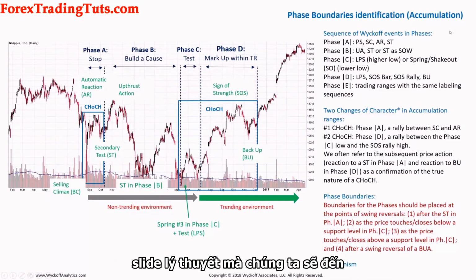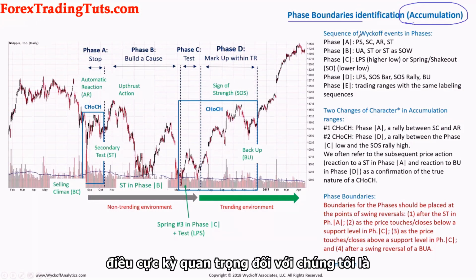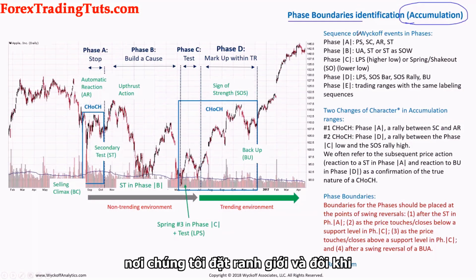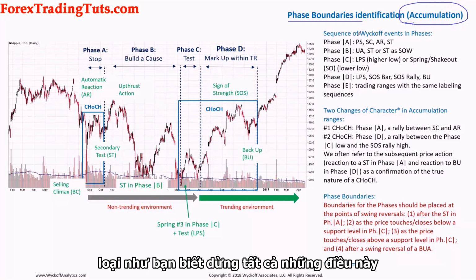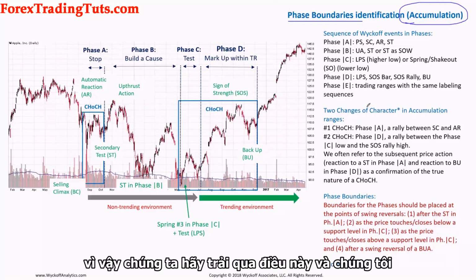So this is that theoretical slide that we're going to have, and we're talking about accumulation here. So how do we define phase boundaries? It's extremely important for us to understand where we put the boundary. And sometimes it becomes so subjective that, as I was receiving so many questions from students, I realized that I need to stop all of this discretionary talk as to where we are putting the boundaries, and just define exactly where we would put that border between phases. So let's go through this.